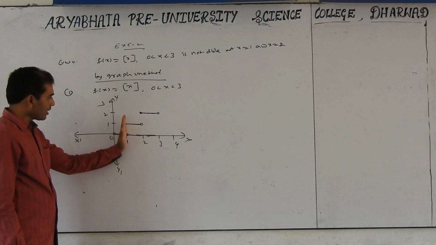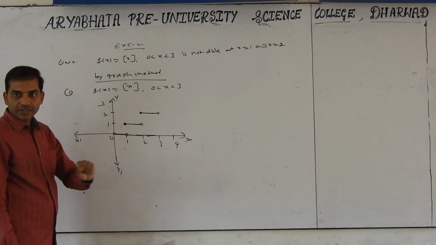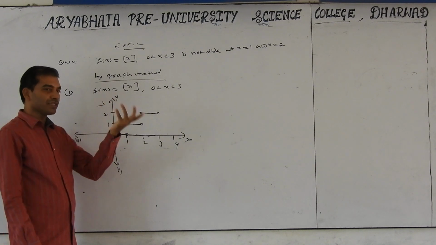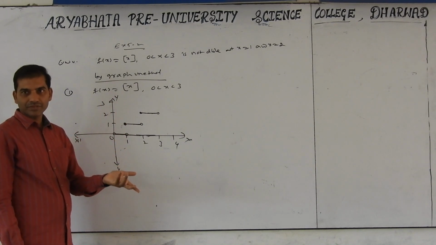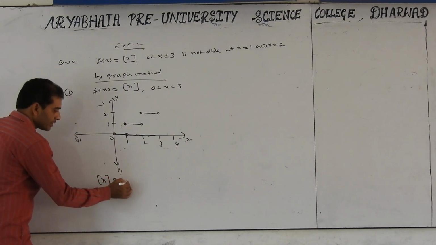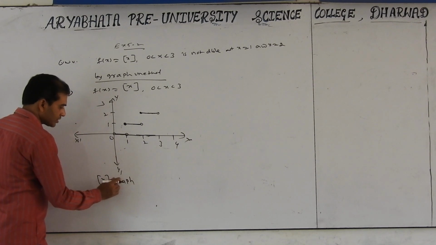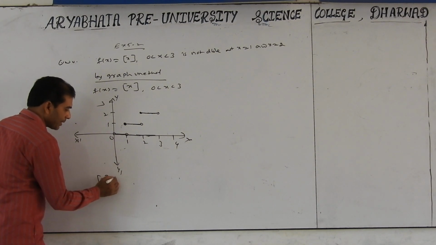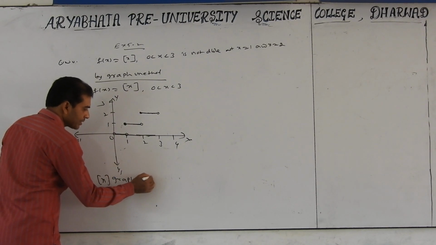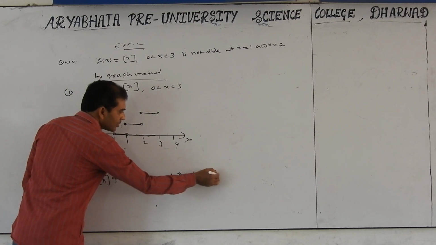Tangent exists at 1. The curve has a break at x equal to 1 and 2. Therefore, f is not differentiable. The curve has a break means the tangent does not exist. Okay? The step x graph breaks. The step x graph breaks at what point? At x equal to 1 and x equal to 2.